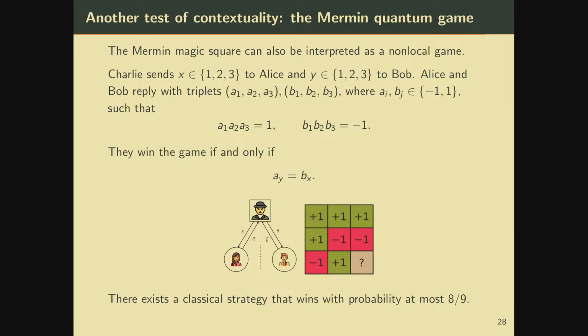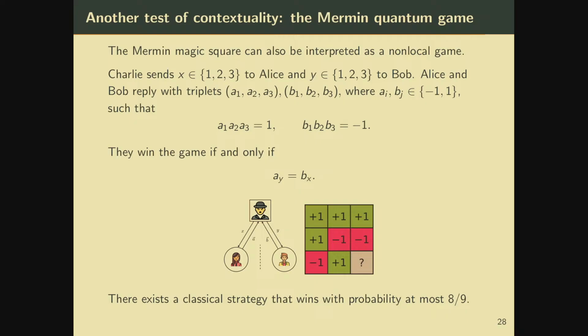It's called the Mermin Magic Square, and it's what's called a non-local game. It's a game where two people are playing together against the referee Charlie, and because it's a quantum game, they are allowed to use quantum resources. So the game goes as follows.